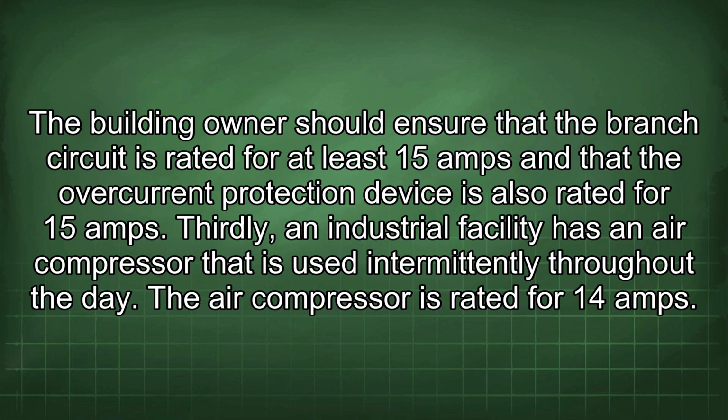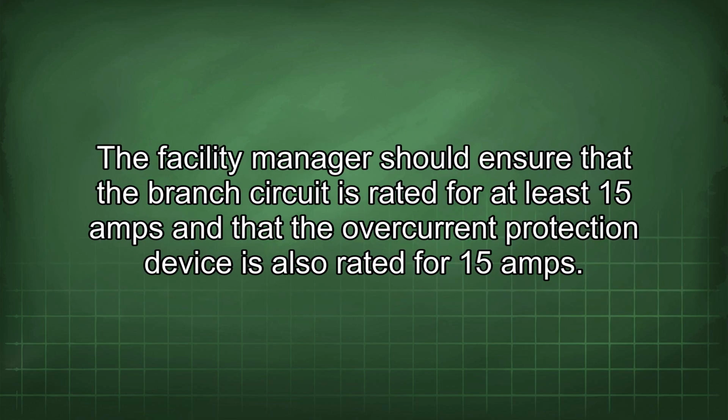Thirdly, an industrial facility has an air compressor that is used intermittently throughout the day. The air compressor is rated for 14 amps. The facility manager should ensure that the branch circuit is rated for at least 15 amps and that the overcurrent protection device is also rated for 15 amps.